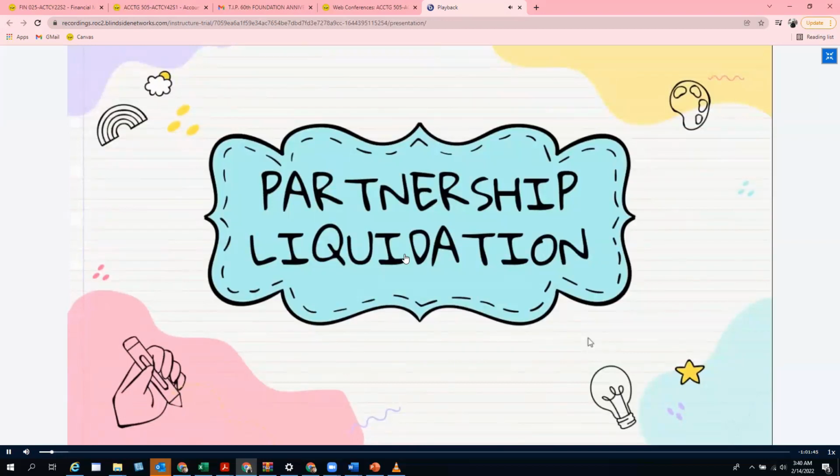In partnership liquidation, we are liquidating the partnership assets. We are terminating the partnership, so we have to pay our creditors by priority. Whatever that priority is, we will discuss when we go through the discussion problem. There are two ways to liquidate the partnership. Number one, lump sum, so one time, big time. And number two, by installment. Today, we'll cover the most complex, which is partnership liquidation by installment. That's what we're going to have in the discussion problem.